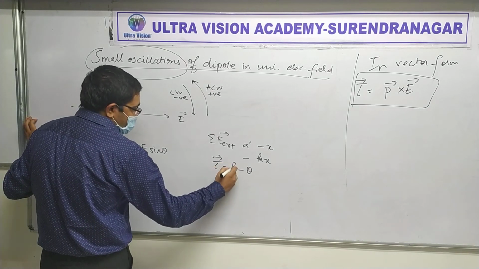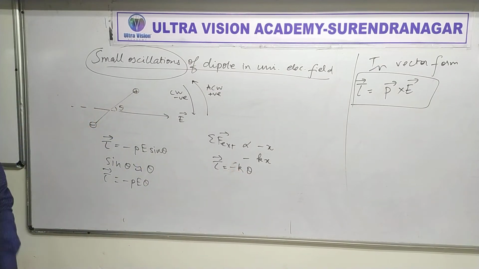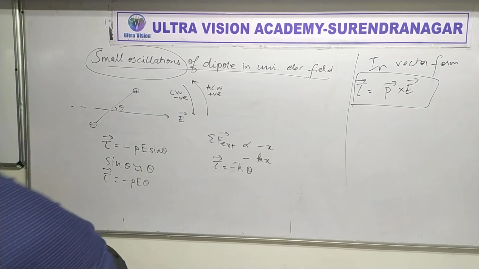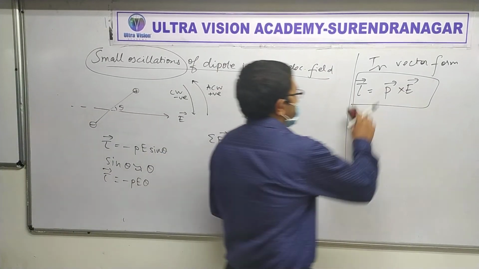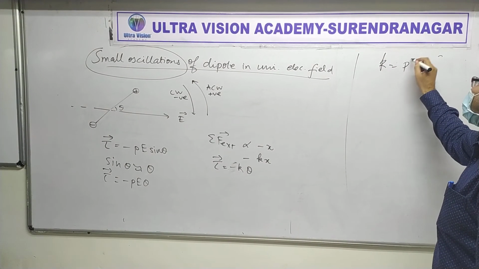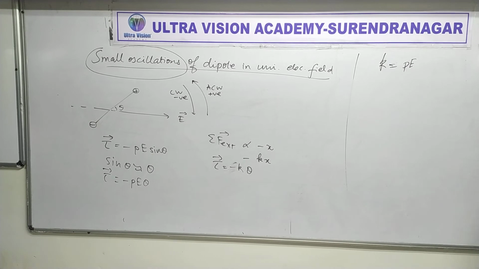What is the standard equation? It will be like this. Do you remember? Where K is a constant. So if we compare, what do we get as K? What do we get as K? PE. K is equal to PE. Do you remember the formula for SHM? 2 pi under root m by K.